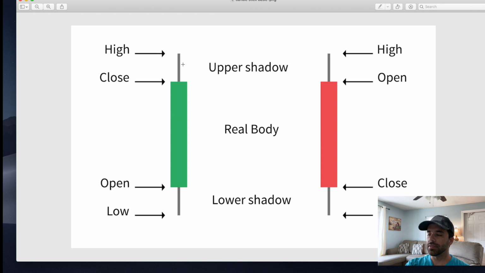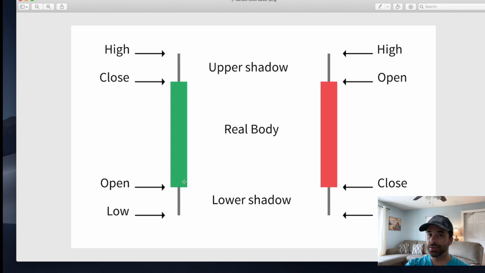These are called wicks, like on a candle wick, right? Some people call them shadows, upper shadow here, lower shadow here. I don't really tend to call them shadows. I call them lower wick and upper wick, just because, well, it's a candle, right? So now you know that this candle here opened down here and closed up here.